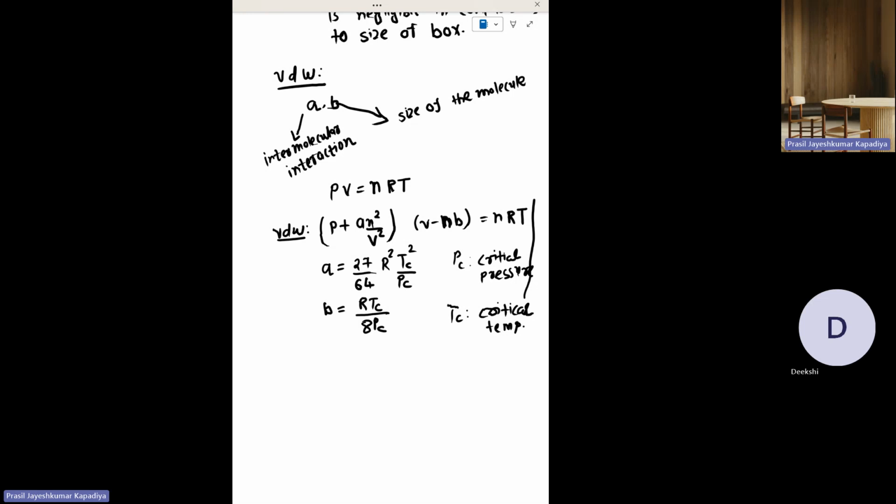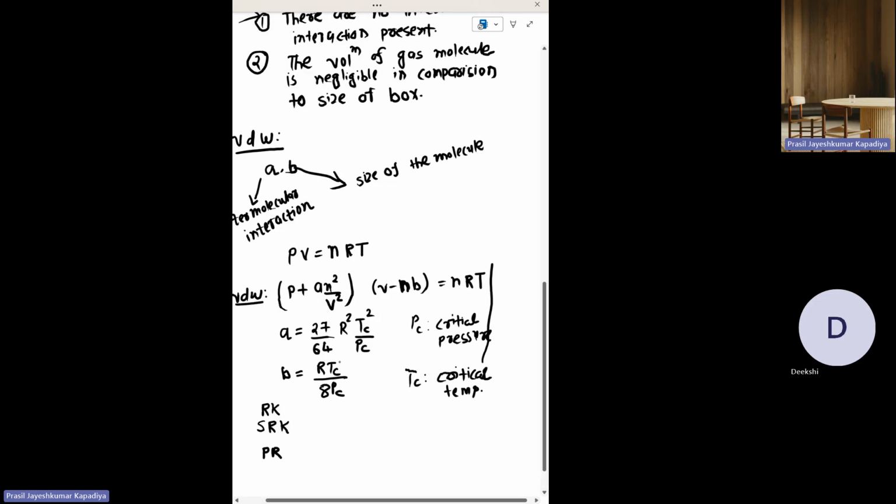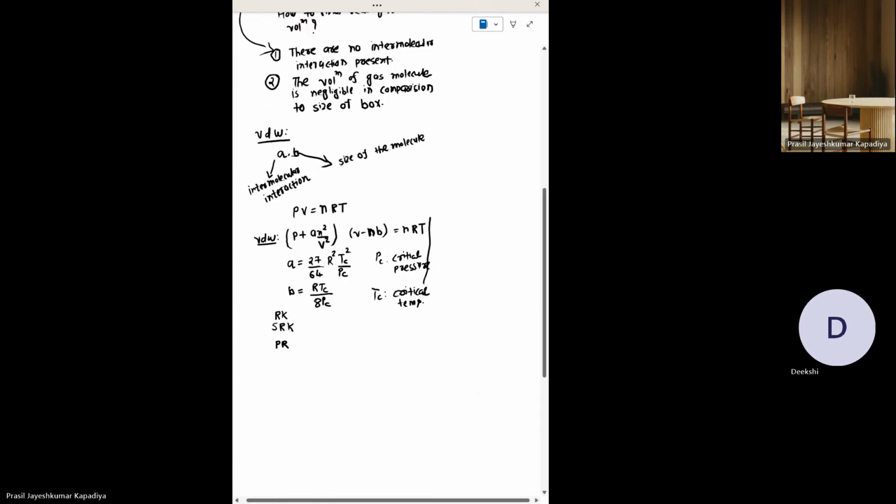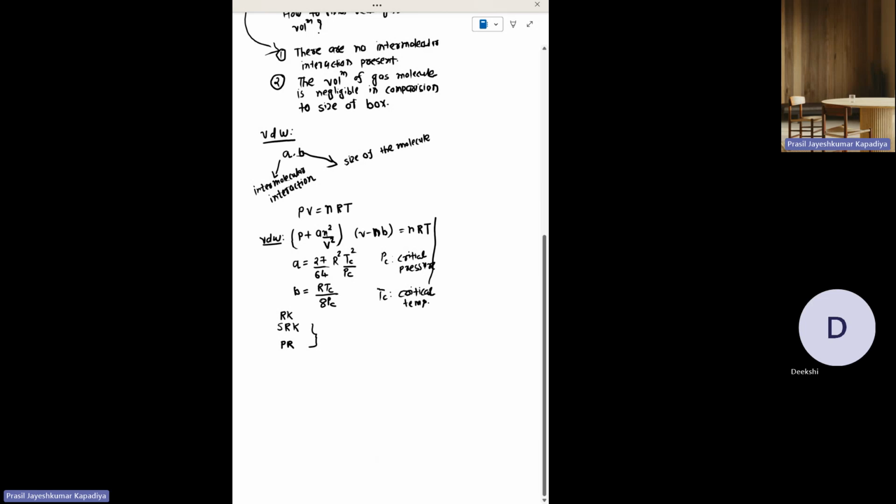and temperature. After Van der Waals, various equations of state were introduced: the RK equation of state, the SRK equation of state, and the Peng-Robinson equation of state. These require one additional parameter called omega, the eccentric factor, which describes the sphericity of a molecule. We will not discuss that right now because we are not going to use these three. Today we are going to use the Van der Waals equation of state to prepare a compressibility factor chart.